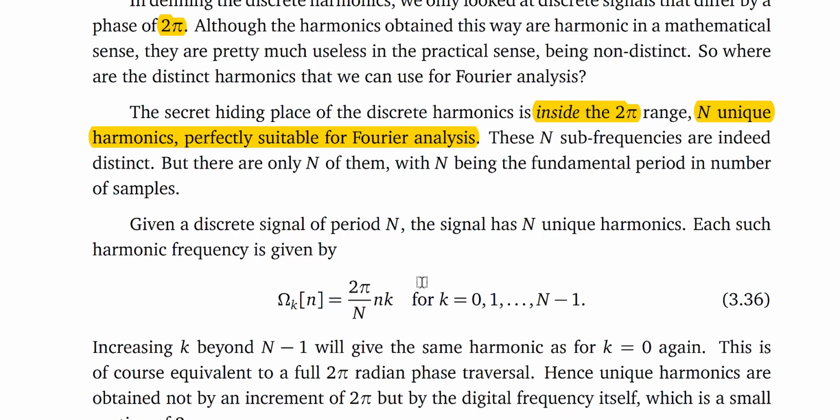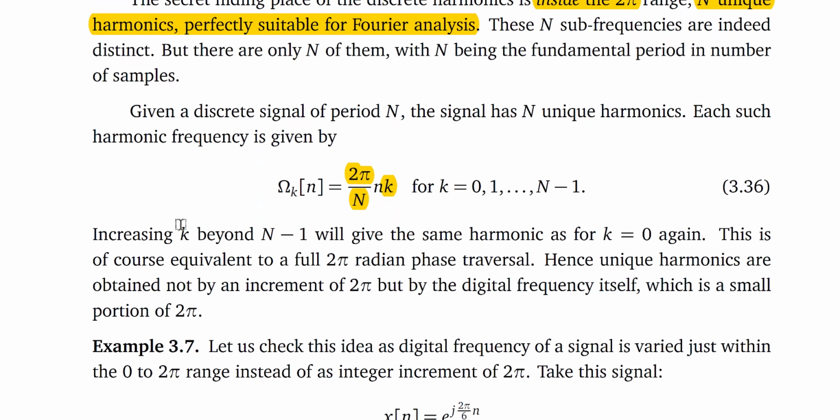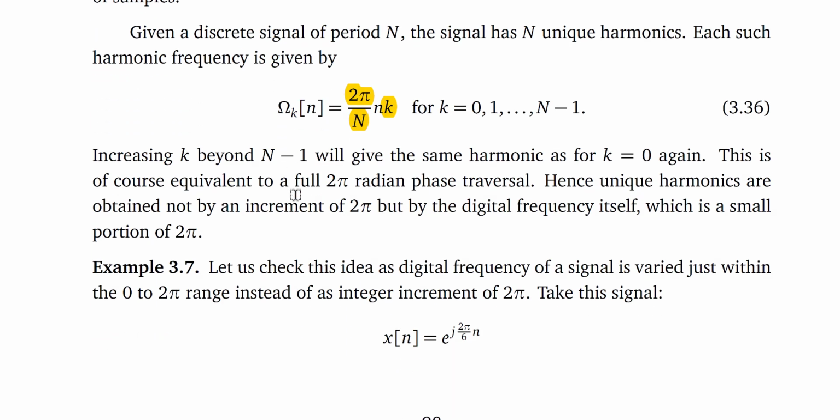So we would define these N harmonic frequencies like this. You take the digital frequency and then you multiply it by k. And we find that any k that's more than N minus 1, with k from 0 to N minus 1, we'll just repeat this. We'll get exactly the same thing. And let me show you an example.